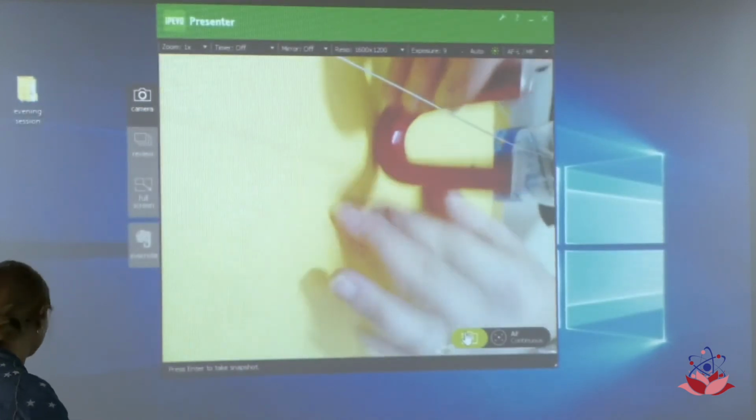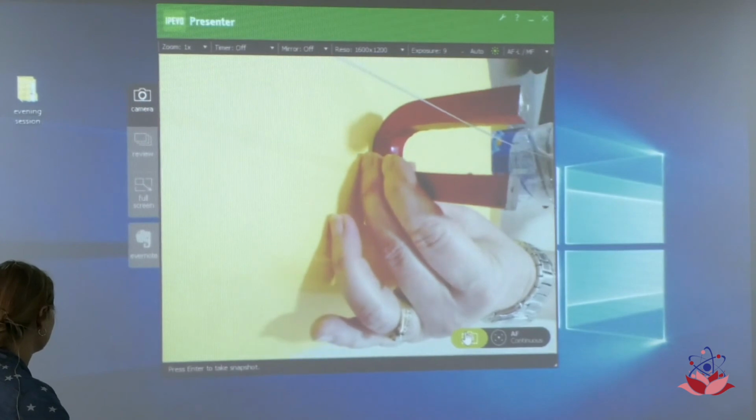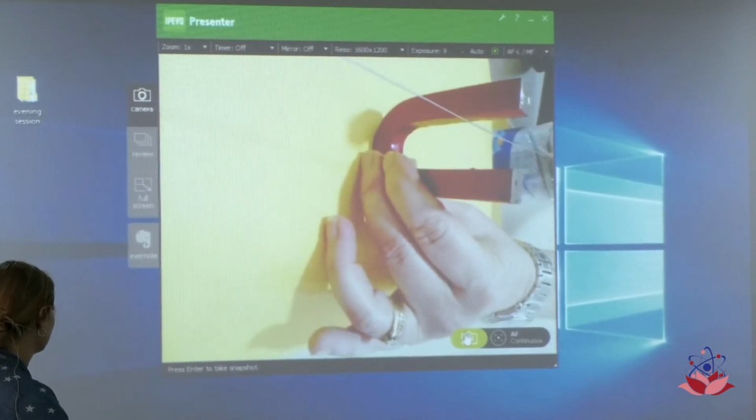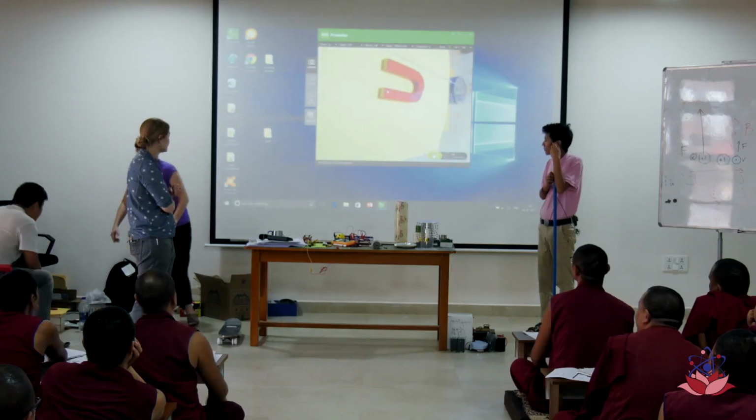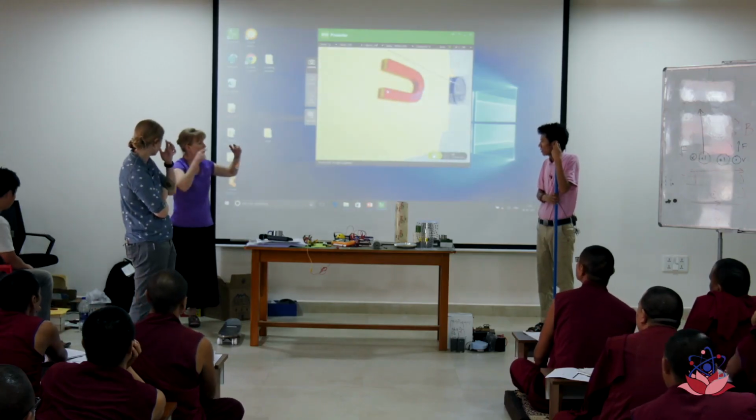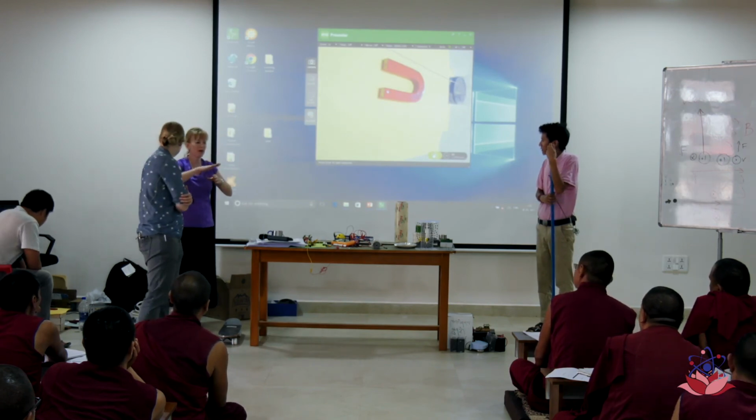Wire's hot. There's a fair bit of current. Oh, so that is down. Okay. So moving charges are feeling a force from the magnet.